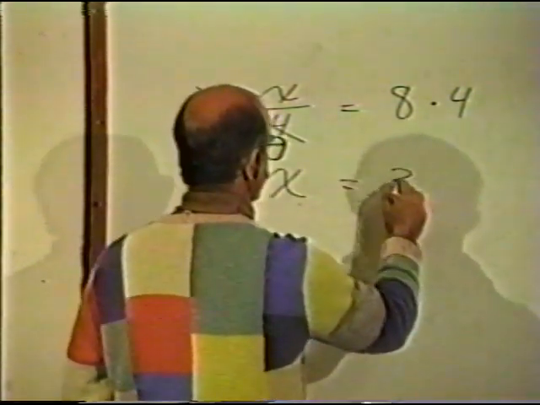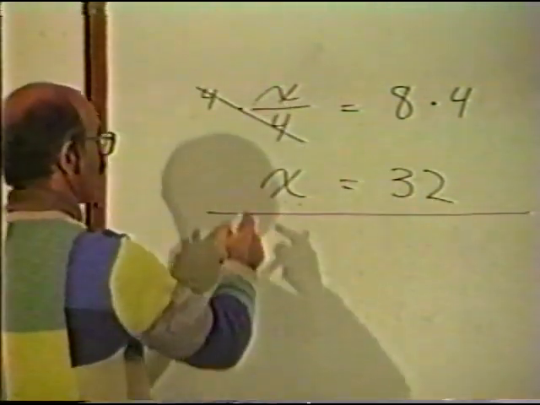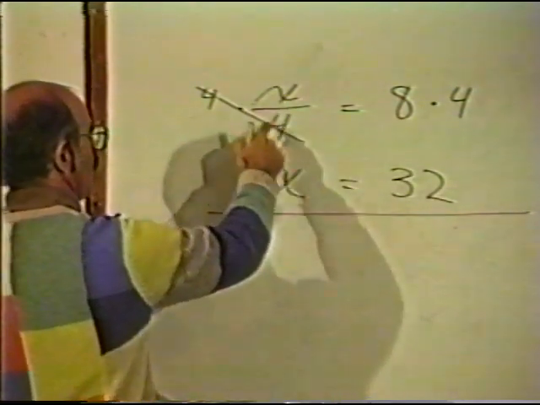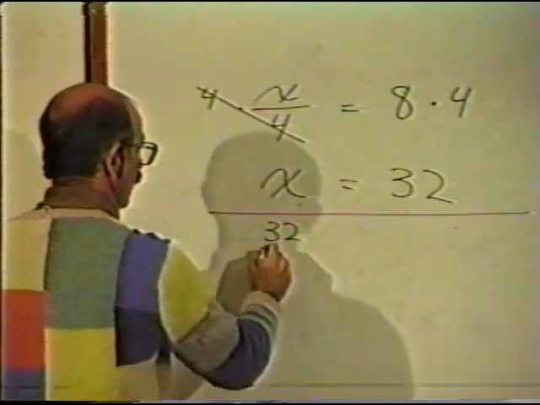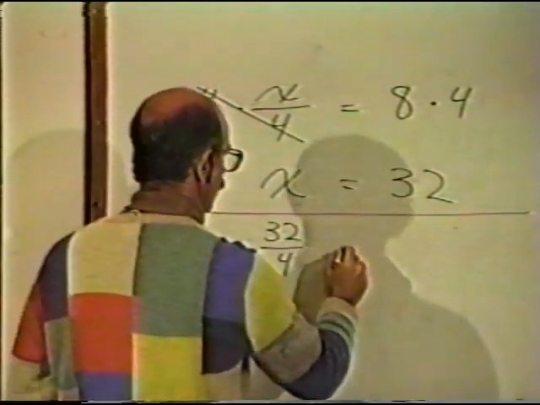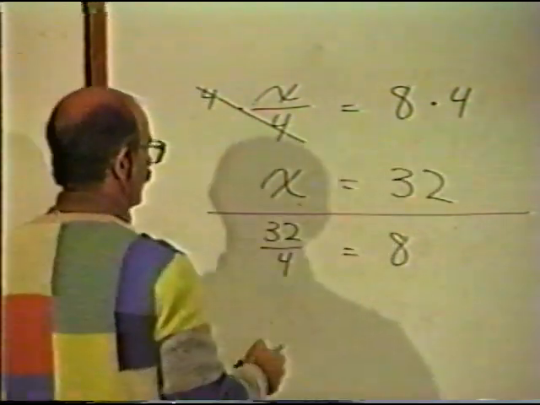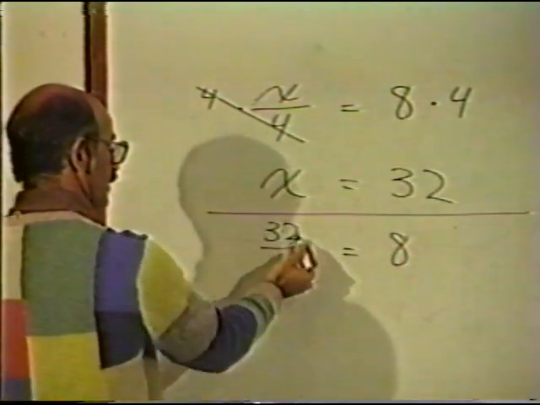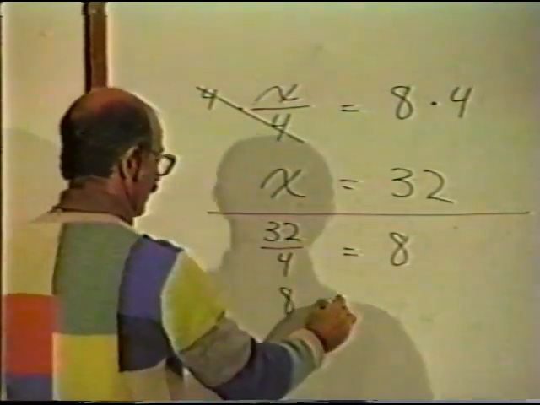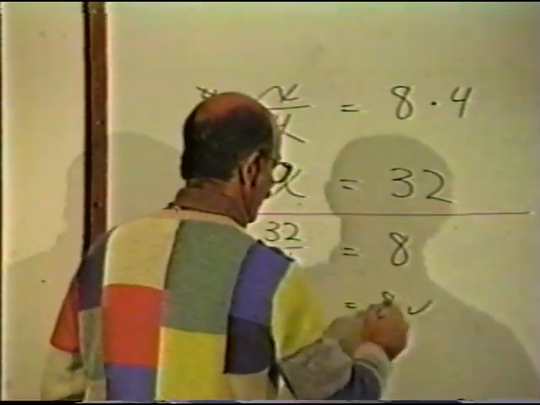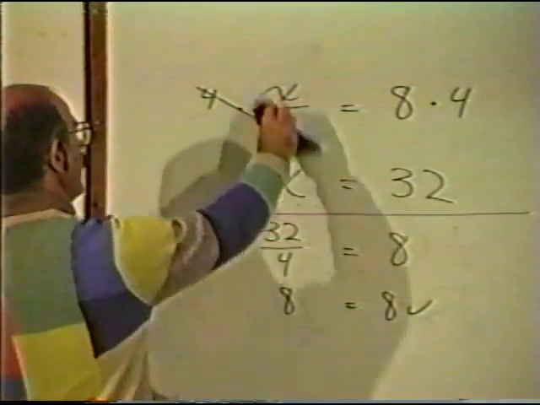32. Let's do the check. The original equation said x over 4, but x is equal to 32. 32 over 4 is supposed to equal 8. 8 was the original number in the equation. Well, what is 32 divided by 4? 8. 8 equals 8, and that shows us that we didn't make any mistakes along the way.